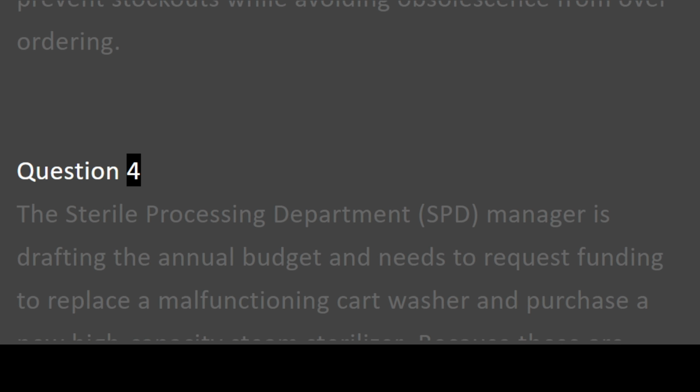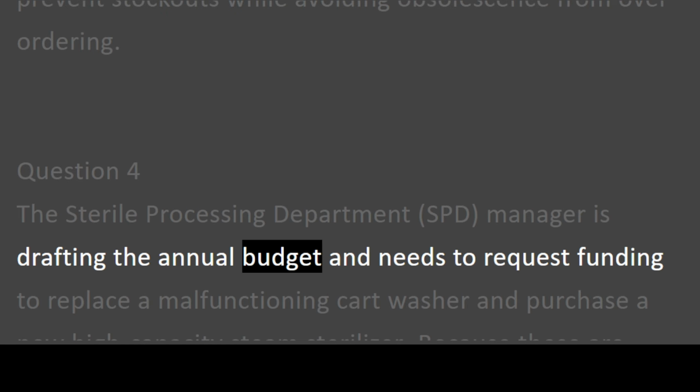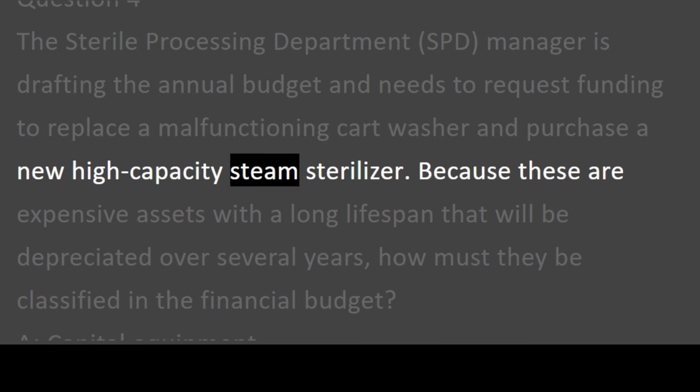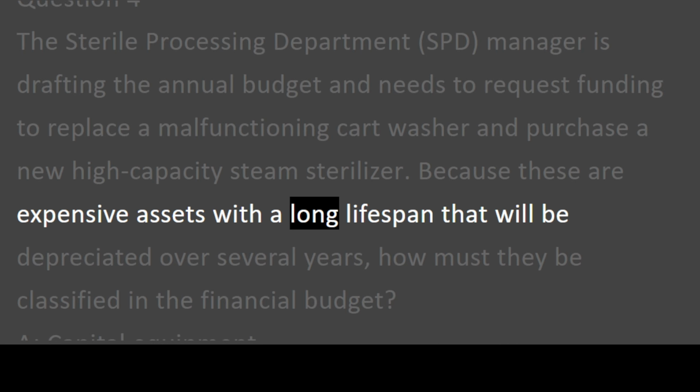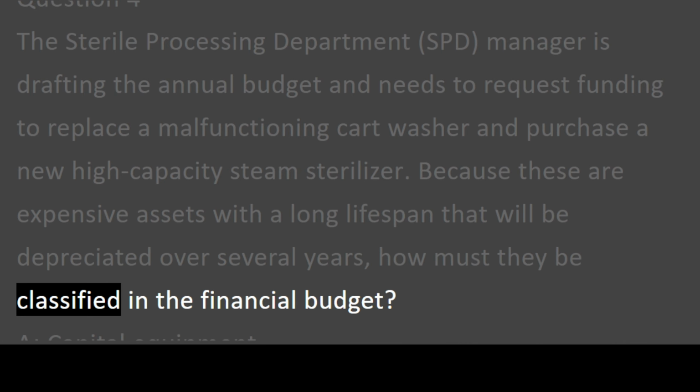Question 4. The Sterile Processing Department, SPD, manager is drafting the annual budget and needs to request funding to replace a malfunctioning cart washer and purchase a new high-capacity steam sterilizer. Because these are expensive assets with a long lifespan that will be depreciated over several years, how must they be classified in the financial budget?